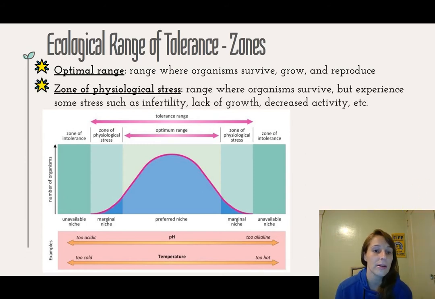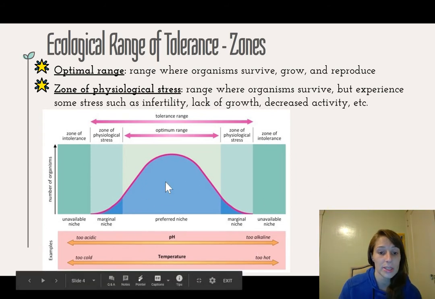Then we also have the zone of physiological stress. This is the range where organisms can survive, but they experience some stress. Sometimes it can be as extreme as infertility or lack of growth, but sometimes it can be just decreased activity from being in this zone of physiological stress.